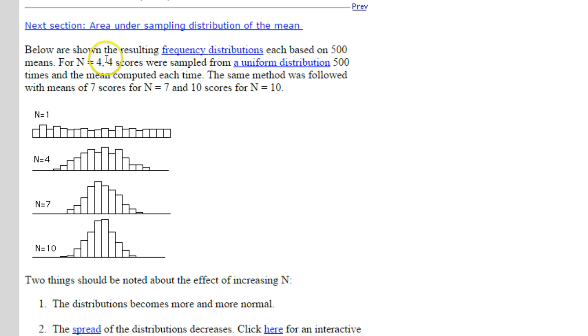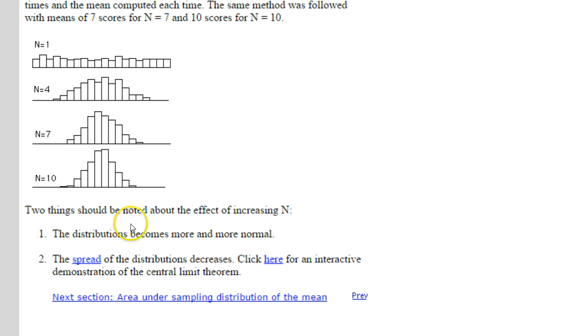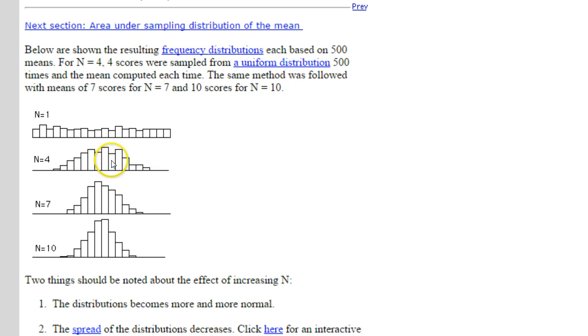Okay? Right. Below, in this example right here, are shown the resulting frequency distributions, each based on 500 means. For n equals 4, 4 scores were sampled from a uniform distribution 500 times, and the mean computed each time. So it turned out to be something looking like this. The same method was followed with means of 7 scores for n equals 7 and 10 scores for n equals 10. And as you saw, as you worked it out, the distributions became more and more normal, and the spread of the distributions decreases. It's some of the most interesting stuff that you'll ever see.